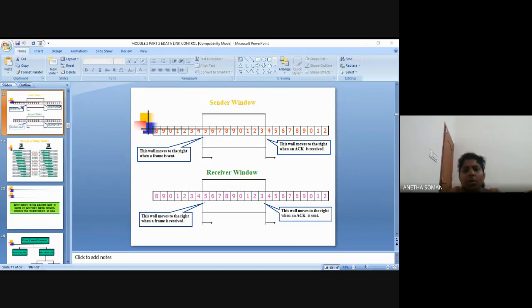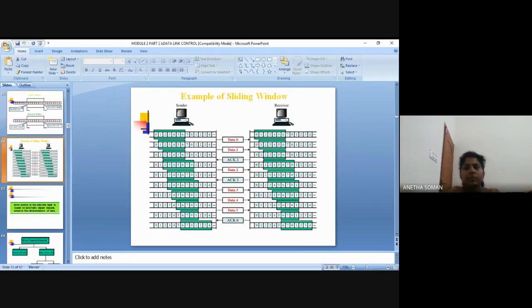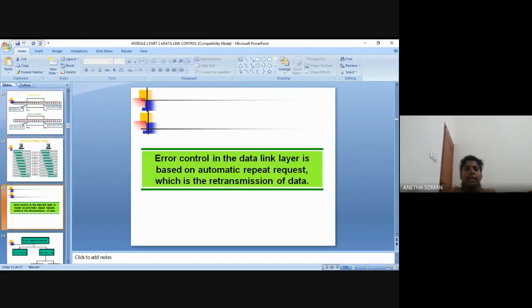Now the next one you are going to see is error control. Very, very important, these error control problems. Error control means the data link layer is based on automatic repeat request. Automatic repeat request. The meaning is, see, in the flow control mechanism, you are not worrying about the data if some error happens, right?